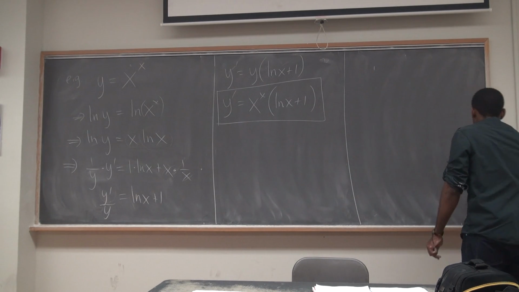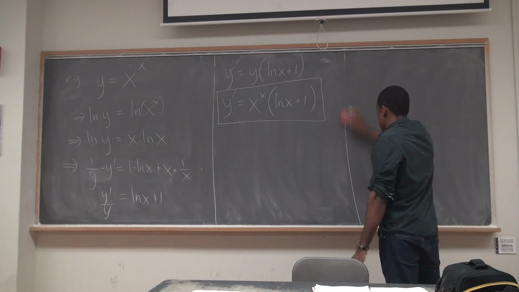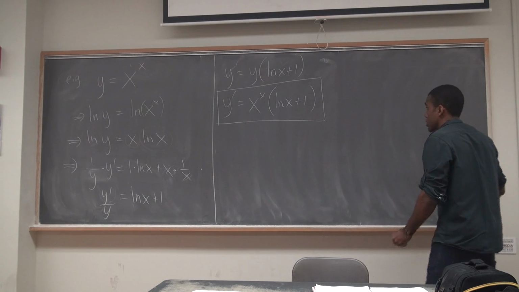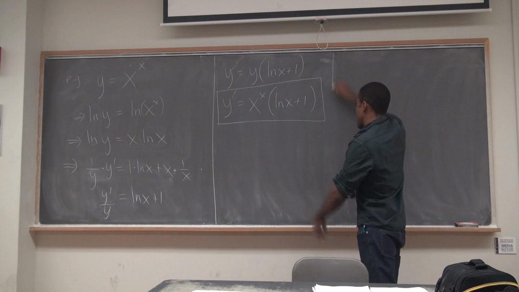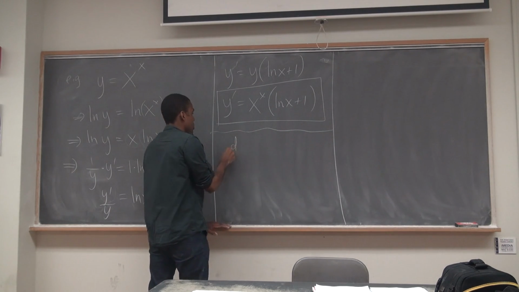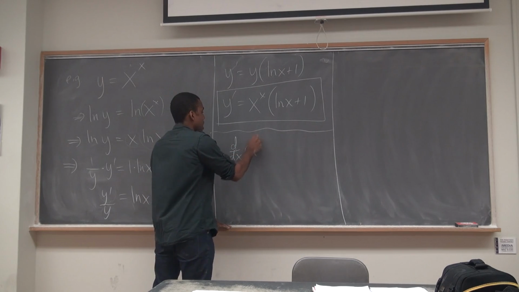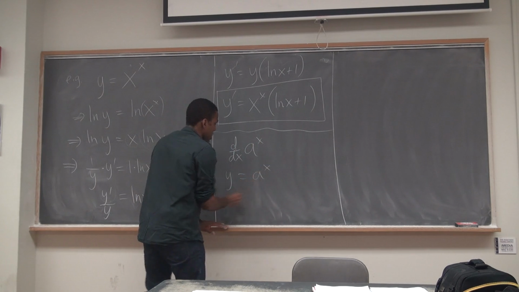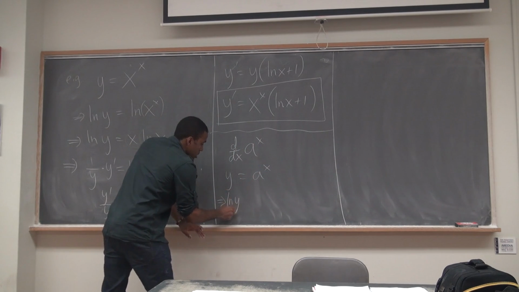By the way, any rule I gave you guys where you see a variable could be in the power was all derived using something like log differentiation. So if I ask you what is the derivative of a to the x, what we actually did was y is equal to a to the x, and I ln both sides.